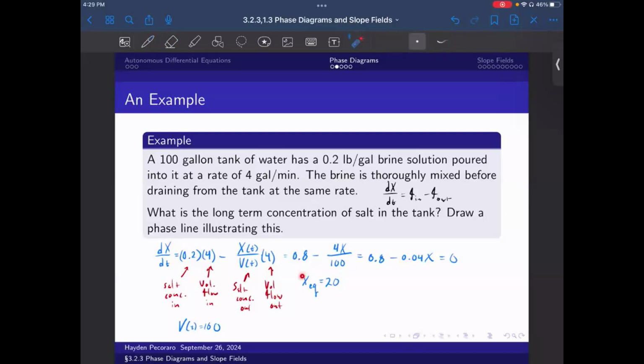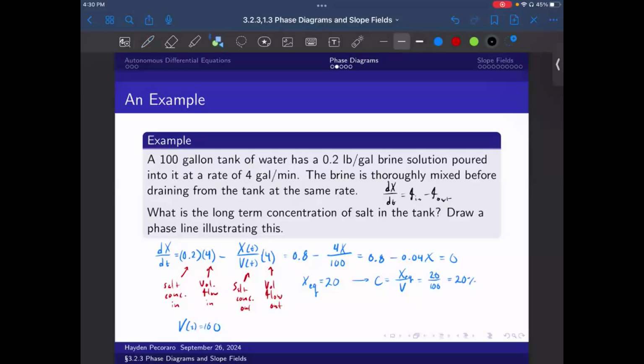Okay, and so we want to know what is the long-term concentration of salt in the tank. Well, I would hope it's this, except that's not the concentration, that's the amount of salt in the tank. So our concentration is the amount of salt over the volume. And so this is 20 over 100, or 20% concentration, so 20% brine solution.